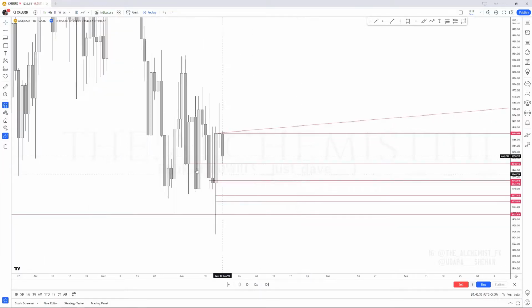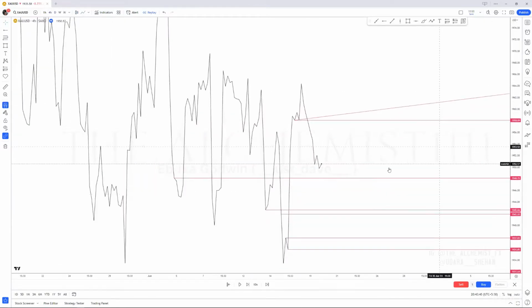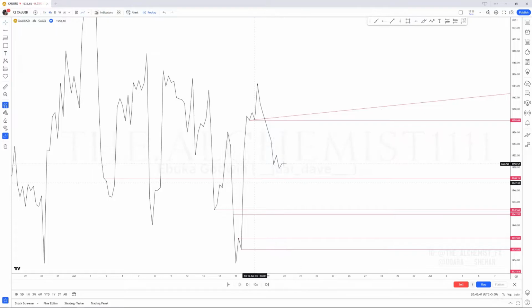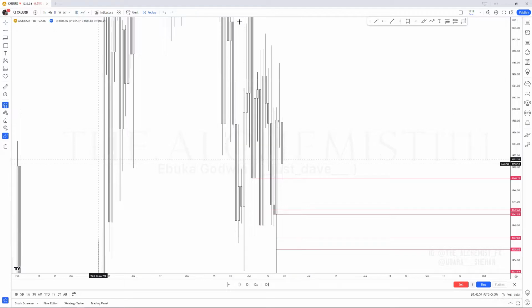Now, let's say daily rejected this daily support. But if you go to H4, did H4 break structure? No. H4 never broke structure, right? Which means you could still expect more sells. You can still expect more sells.